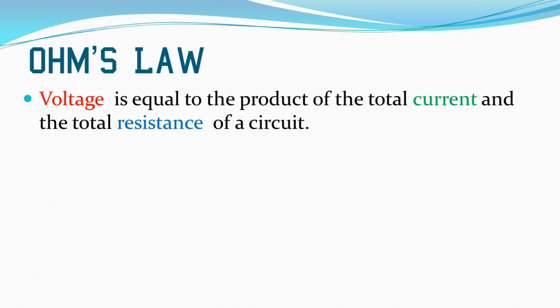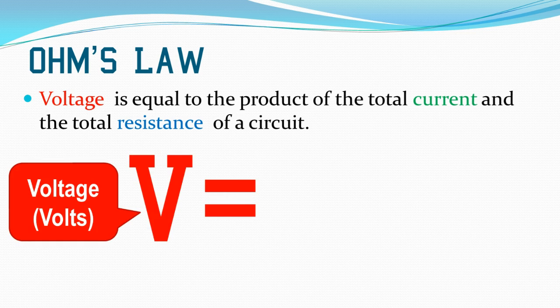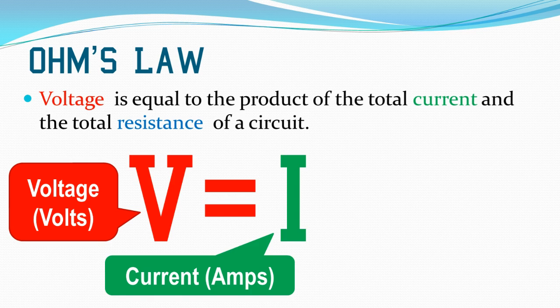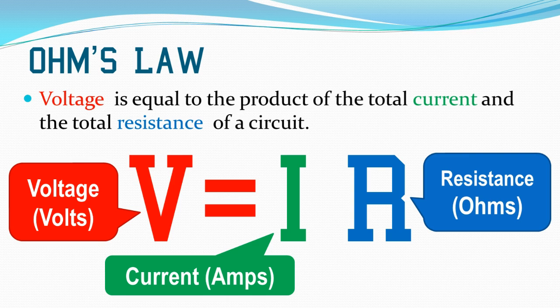Voltage is equal to the product of the total current and the total resistance of a circuit. This is how we define Ohm's law. More simply put, it's a formula. V, which is measured in volts or voltage, equals I, which is our current measured in amps, times R, which is our resistance measured in ohms. This formula is at the basis of our circuitry understanding.